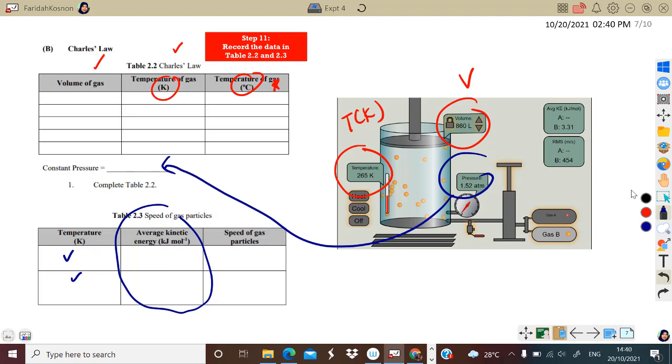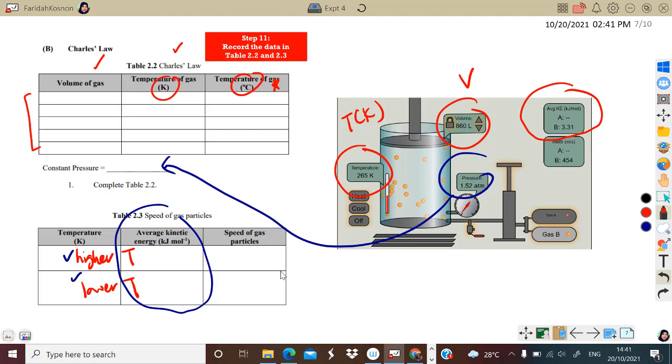Jadi average kinetic energy ni nak tengok dekat mana? Tengok pada bahagian sini. Okay. Jadi selepas itu, sama juga untuk bacaan yang satu lagi tu, untuk average kinetic energy kan? Tapi saya setkanlah senang. Satu higher temperature. You ambil satu higher temperature. Pilihlah salah satu dekat atas tu. Satu lagi lower temperature. Pilih yang lower temperature daripada 5 set data kat sini.